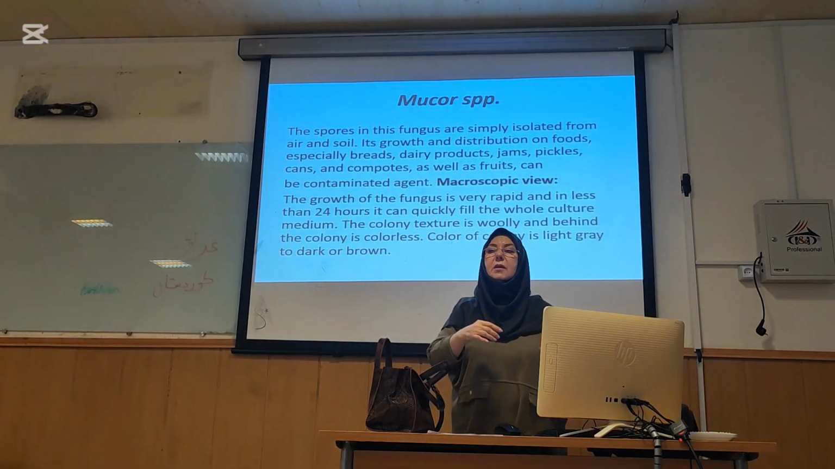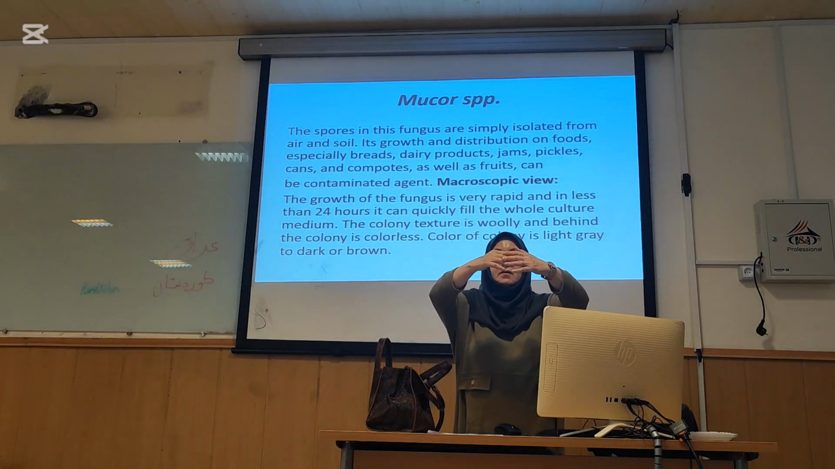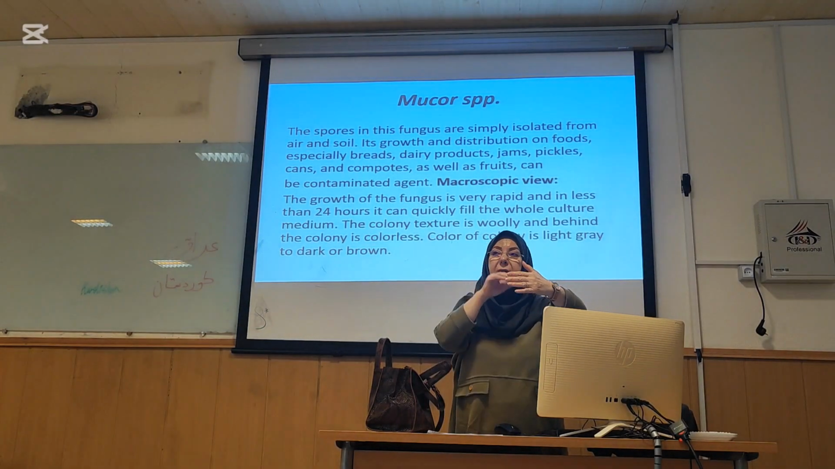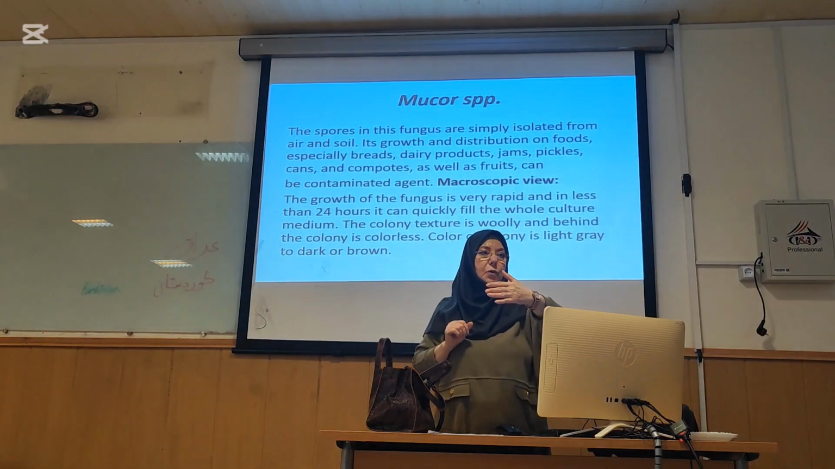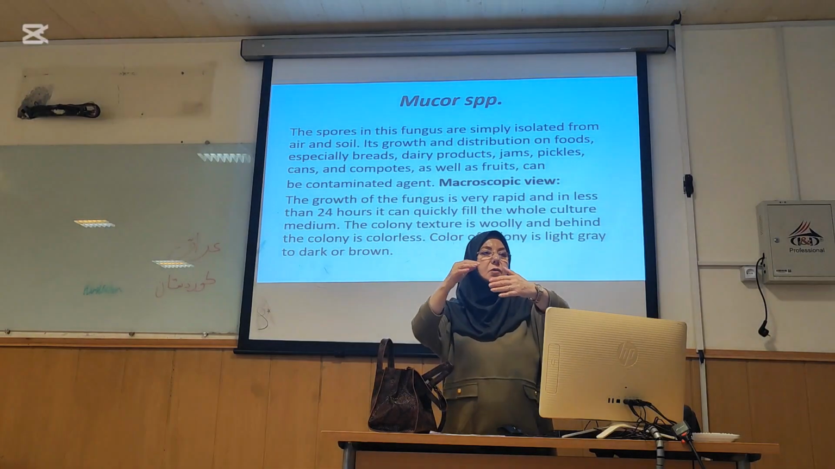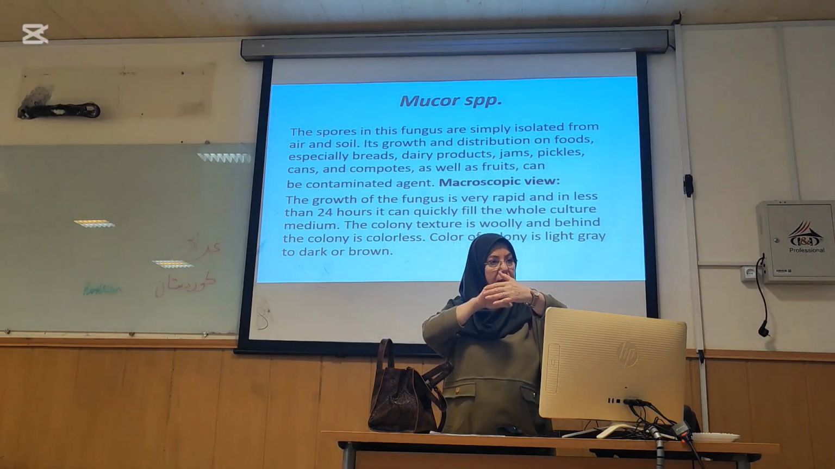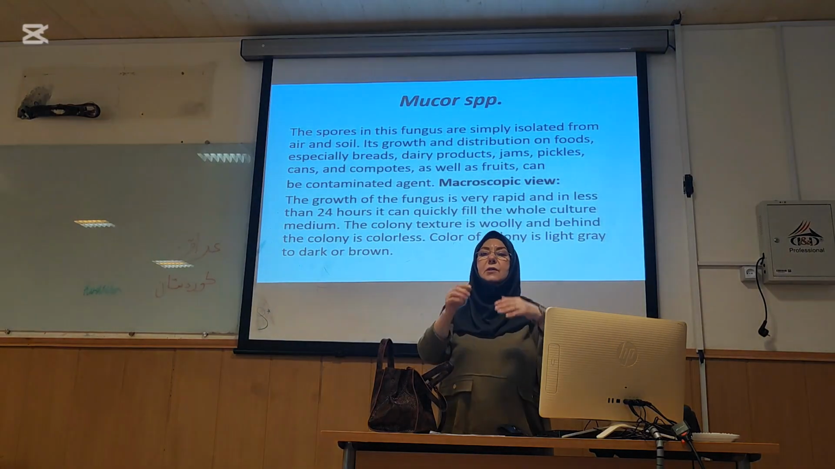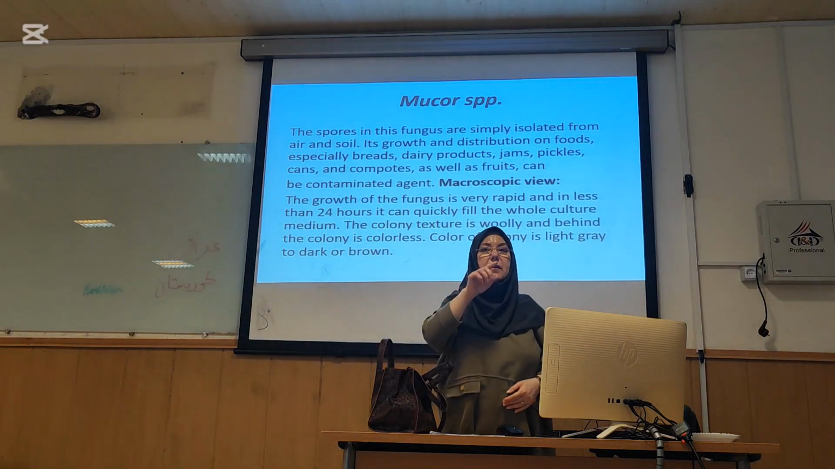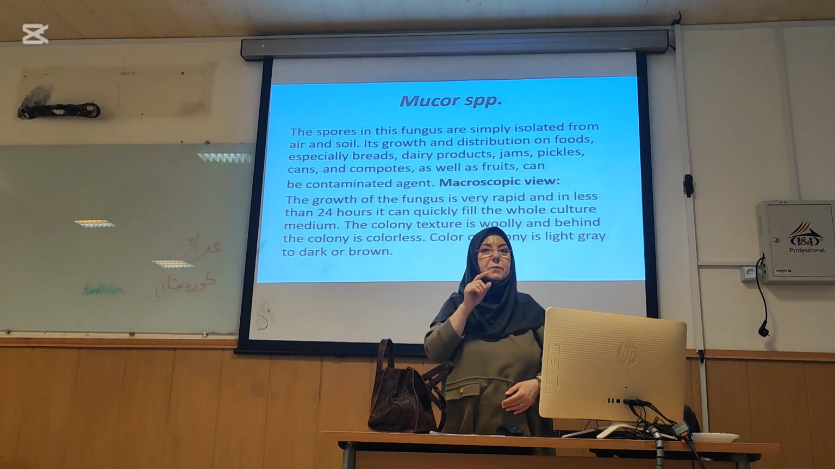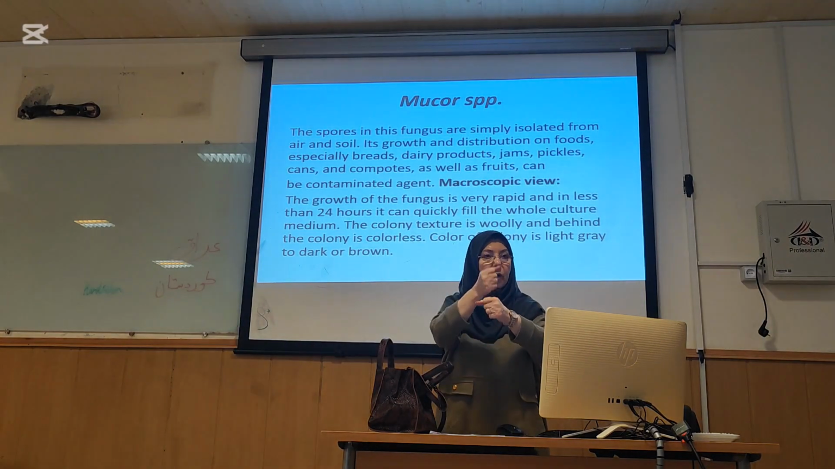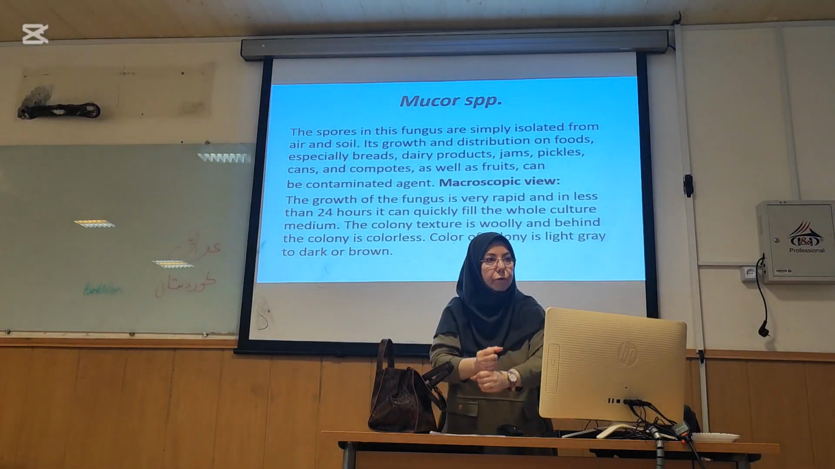Mucor and rhizopus can make a bag or sac that is named sporangium, which is full of sporangiospores. More than 10,000, even 100,000 sporangiospores are included in the sporangium. So in mucor and rhizopus, you can see one sporangium including thousands and thousands of sporangiospores, and these sporangia are attached to the sporangiophore.